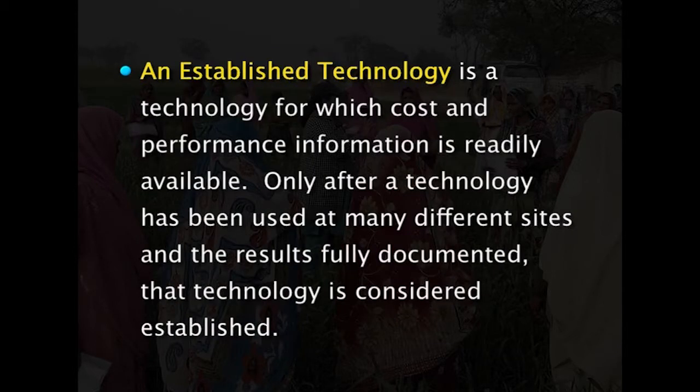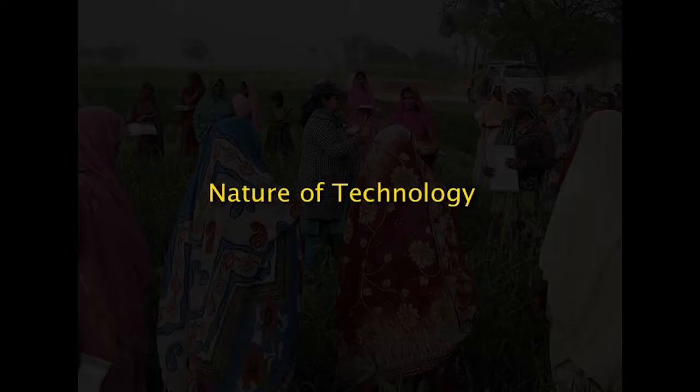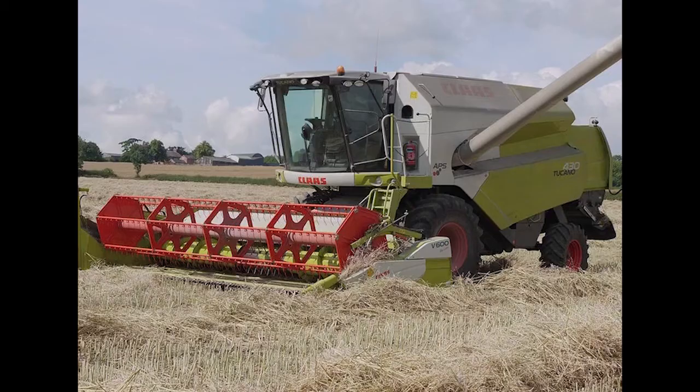An established technology is a technology for which cost and performance information is readily available. Only after a technology has been used at many different sites and the results fully documented, that technology is considered established. Now let's learn about nature of technology.